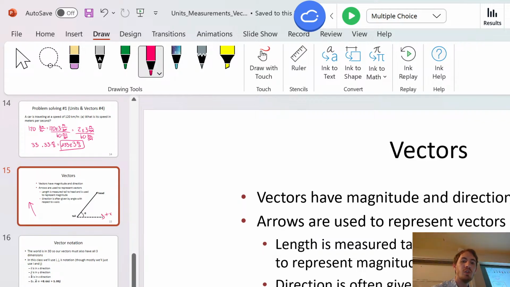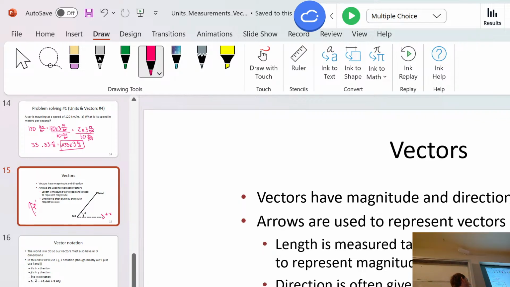But I could have totally given you a vector here, where it's this angle instead. That's with respect to the positive y-axis. It all depends on the problem, and so you have to be careful of that. All right, so, vector notation.